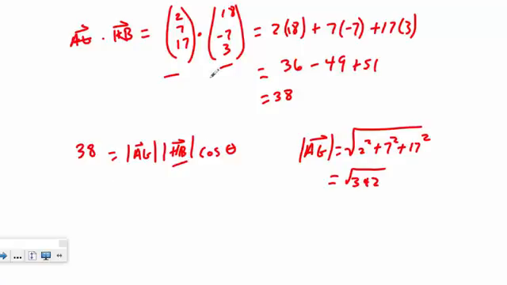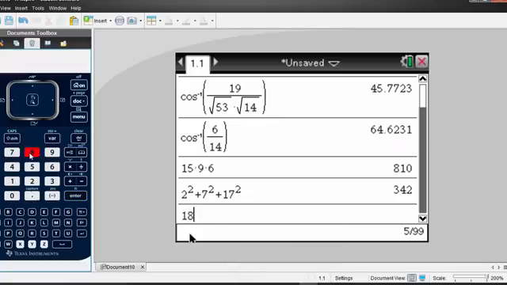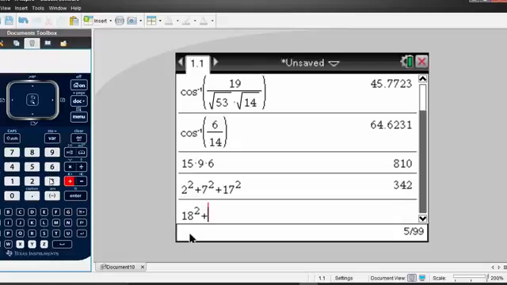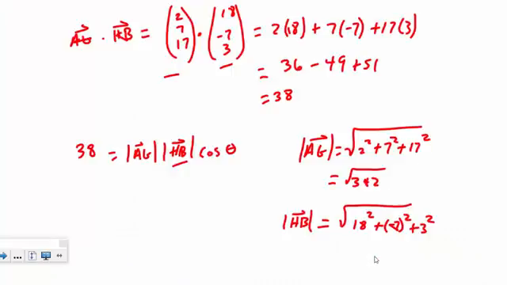Now to find the magnitude of HB, which is 18 squared plus negative 7 squared plus 3 squared. So HB is found in a similar fashion. We don't know what that is either, so let's try that. 18 squared plus 7 squared, or negative 7 squared, doesn't matter, and 3 squared is 382. Long problem, this one.